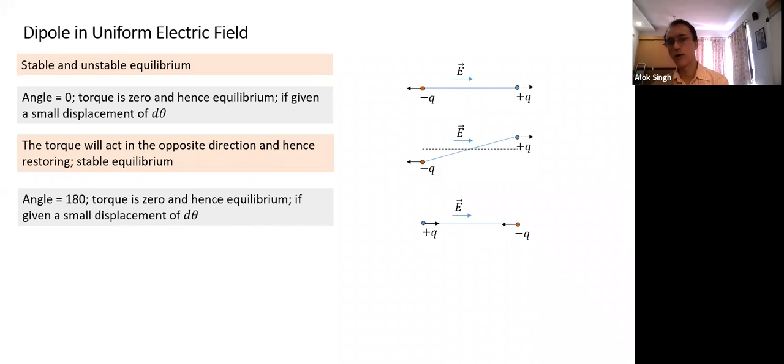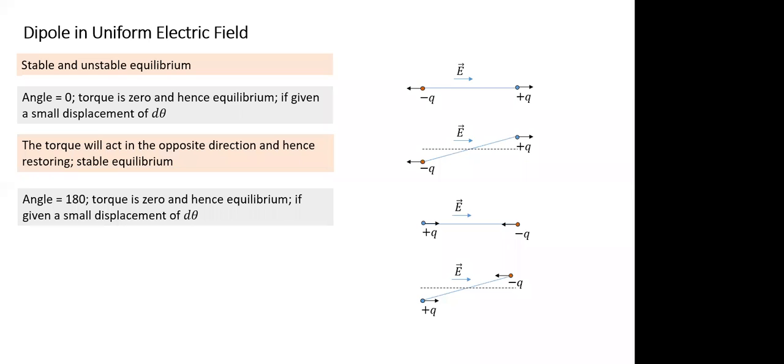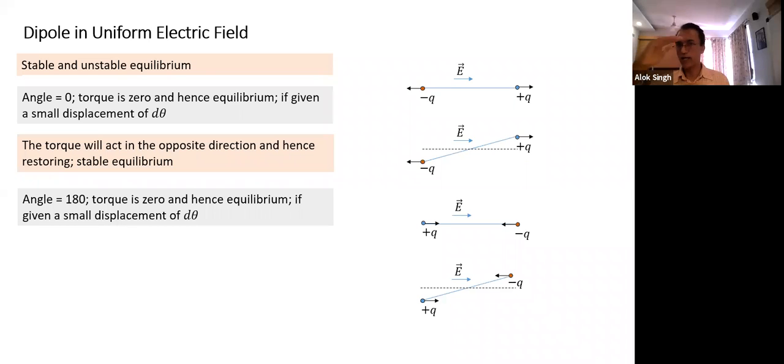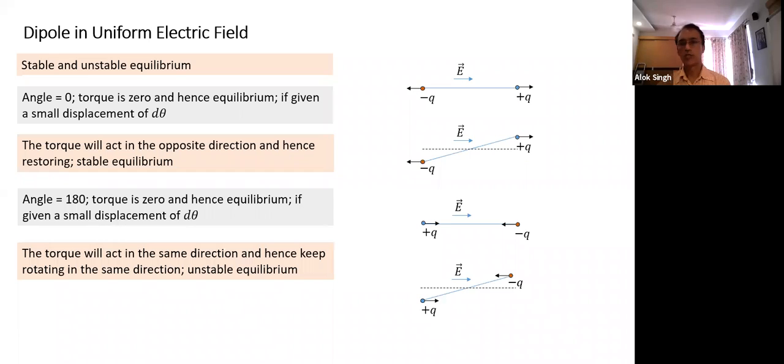Let's give a small angular displacement dθ. In which direction have we rotated? Again, we have given this angular displacement in an anti-clockwise direction. In which direction is the net torque acting now? The torque is also acting in an anti-clockwise direction. So the displacement and torque are in the same direction, and it will keep rotating. Is it stable equilibrium? No, this is not stable equilibrium. So theta equal to 0 is stable equilibrium, and theta equal to 180, though it is equilibrium, is unstable equilibrium.